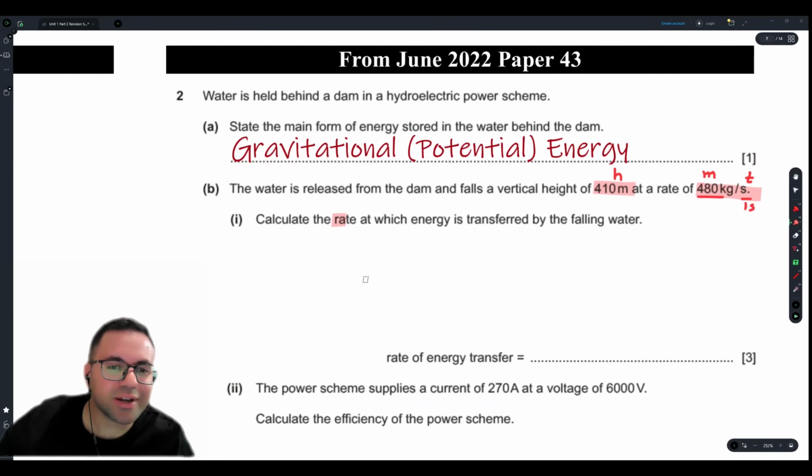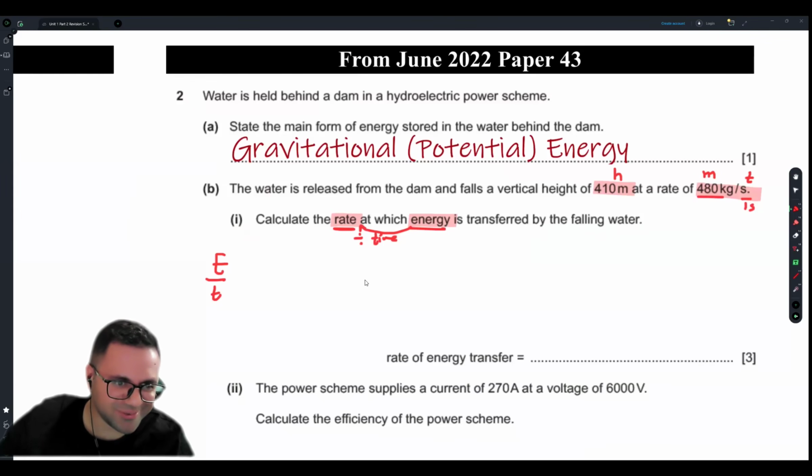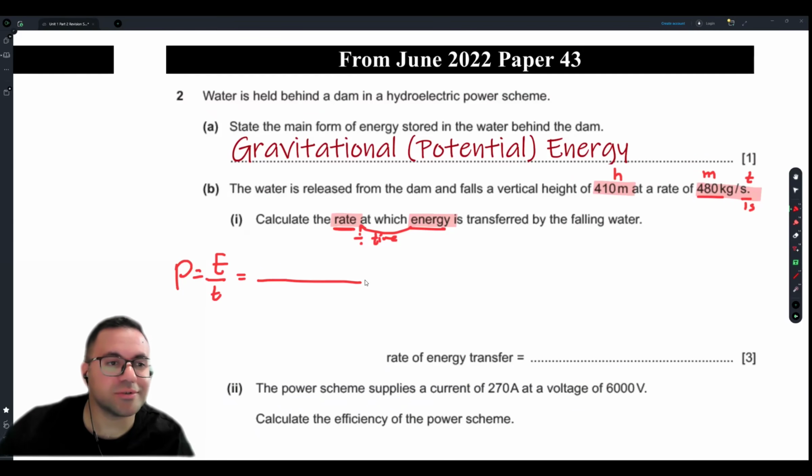Calculate the rate at which the energy is transferred by the falling water. What does rate mean? Rate of anything means that thing over time, which means he wants energy over time, which is power, by the way, if you haven't noticed. What type of energy, though? Well, it's gravitational. So what's the rule? mgh. It's mgh, over time, which is 1 second.